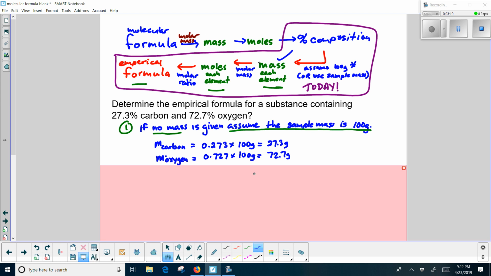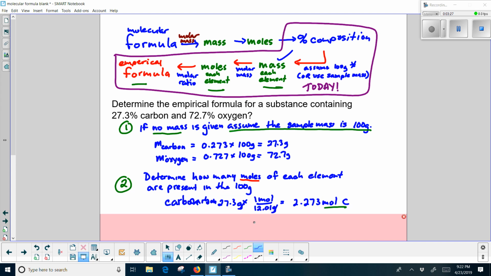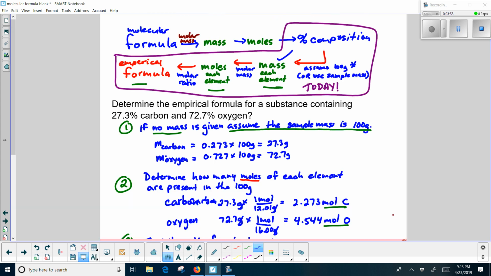Next thing we have to do is figure out how many moles we have of each element. To do that, all you do is take the mass of each element and divide it by the molar mass of the element. So here we have 27.3 grams of carbon. We divide it by the molar mass of carbon, 12.01. So we'd have 2.273 moles of carbon in my 100-gram sample. I do the same thing for oxygen, and you get the number of moles of oxygen. So where are we in my checklist? I'm over here. Now I need to get a formula.